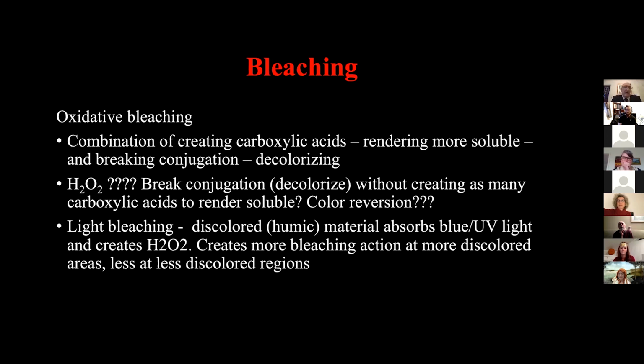Another thing, speaking way outside of my comfort zone, is light bleaching. And from other research, I found that discolored humic material absorbs blue and UV light and creates hydrogen peroxide. So the interesting thing about light bleaching is that the darker an area is, the more hydrogen peroxide will be generated locally. So it's a selective bleach in that dark areas are bleached more strongly than lighter areas.